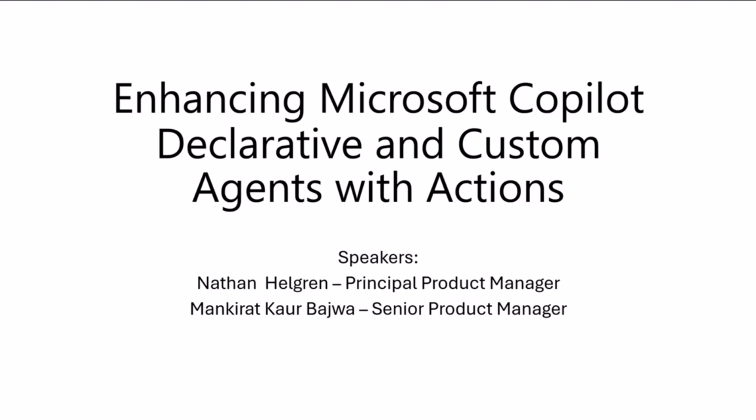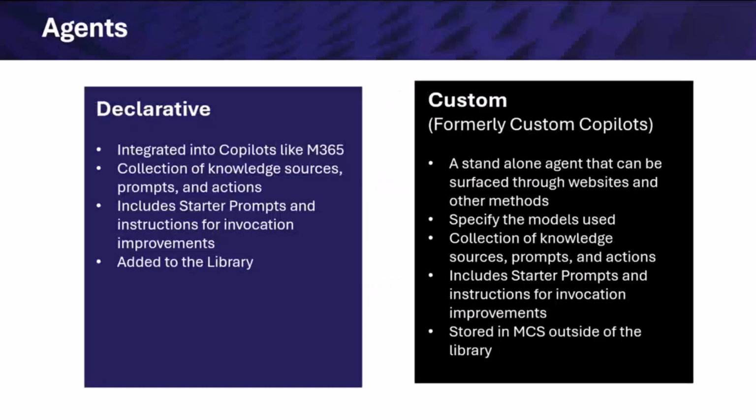Excellent. So we're going to talk about a couple different things here today. We're going to show you how to do some extensibility, but first I want to take a brief moment to talk about the different types of agents. As you're probably aware, agents exist within Copilots, and agents are a way to take multiple different components that you want to use and package them all together so that your Copilot can get all of the data you need to answer any questions.